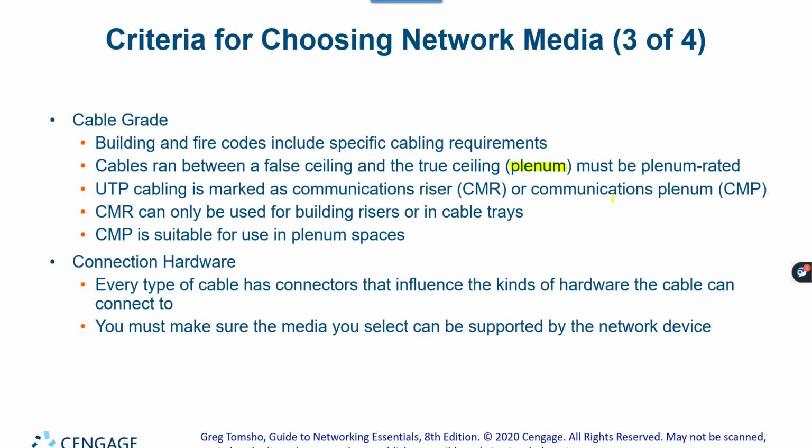We also have riser cable. Remember, riser cable has to do with going between floors. And then plenum. Right? So we see those markings on the outside of the cable. That tells us that the cable is rated for those purposes. Remember that CMR can only be used for building risers or in cable trays. And CMP is suitable for use in plenum spaces. So we see this word plenum. It means the spaces above the ceiling or below the floor.